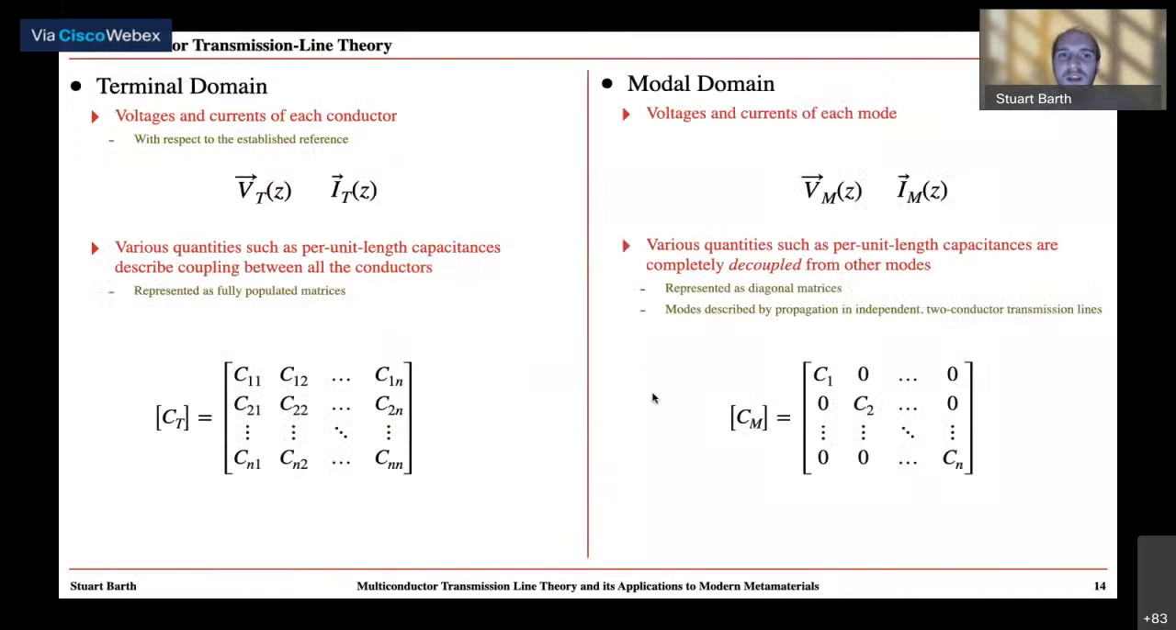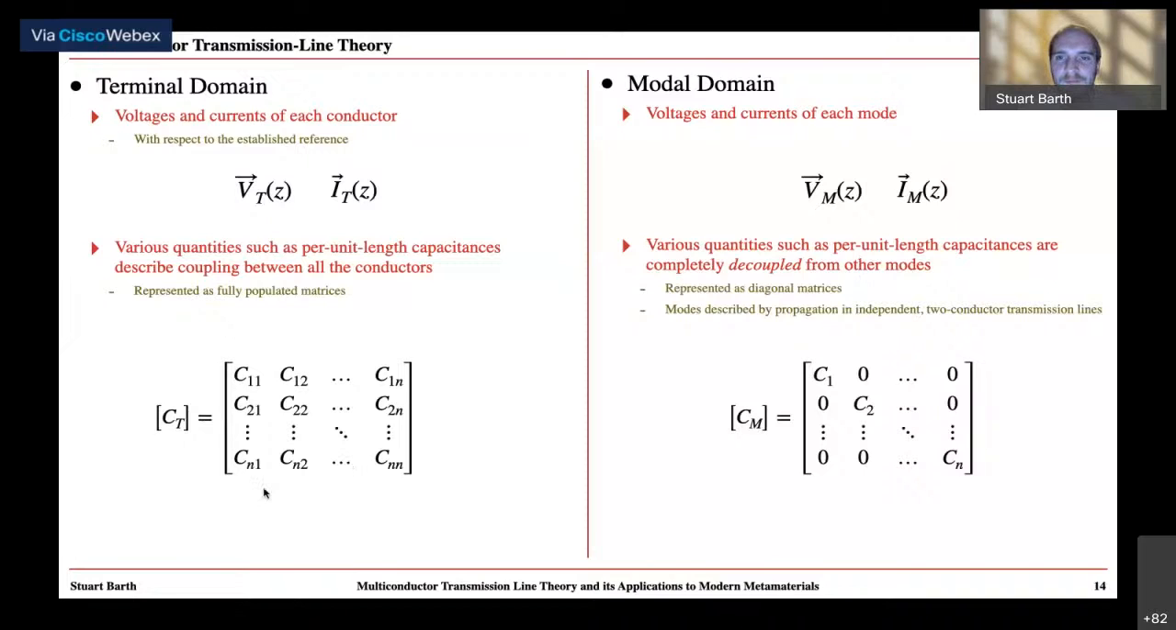And in order to do this, we define two forms of representation, or what we call domains. These domains are equally valid representations of our multi-conductor transmission line system. For example, the terminal domain details the voltages and currents of each conductor, as we've described previously. This is, again, with respect to an established reference, and we use the subscript T to denote the terminal domain information. In this terminal domain, various quantities such as per unit length capacitances describe coupling between all of the conductors.